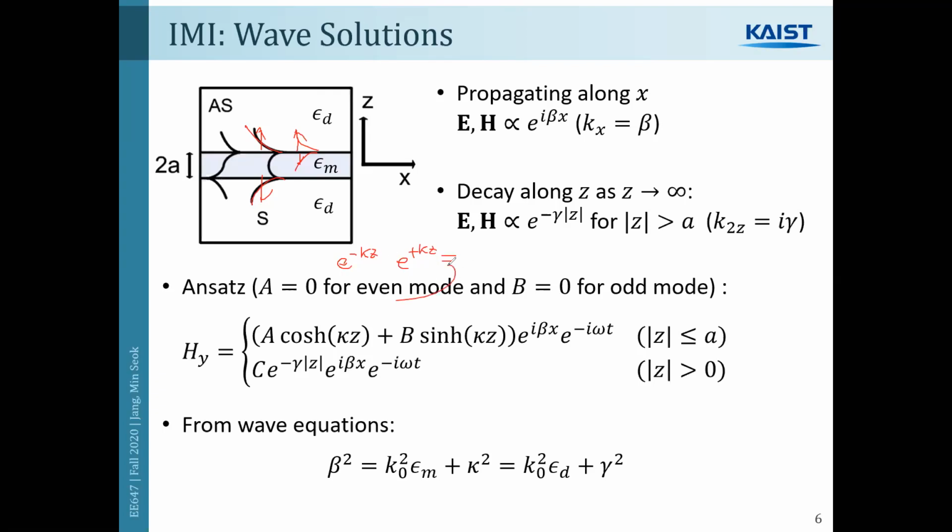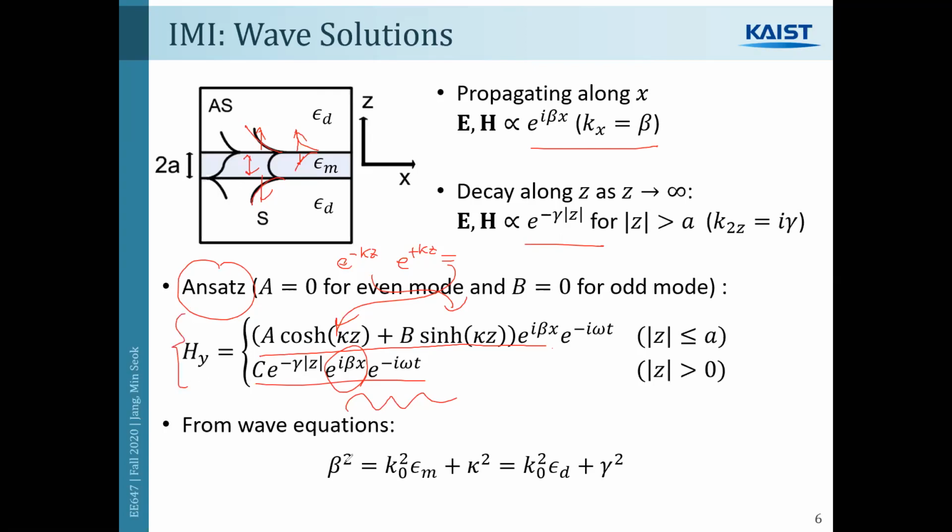One is cosine hyperbolic. Okay, this is an even combination of exponential functions. And then another is sine hyperbolic, which is an odd combination of hyperbolic functions, right? So this is basically the ansatz, or the solution form, for the inside of the metal. And then outside, it's exactly what I wrote here. So e to the i beta x in the propagation direction, e to the minus gamma z in the surface perpendicular direction. So this is the solution form.